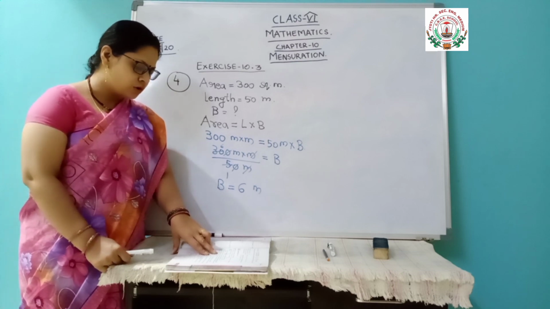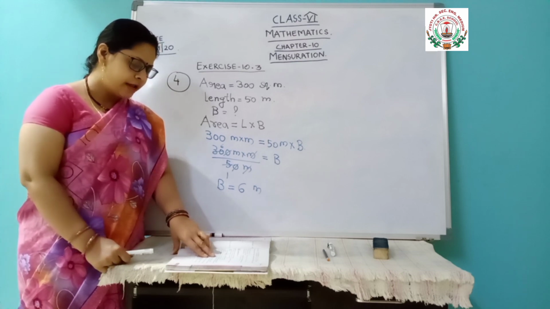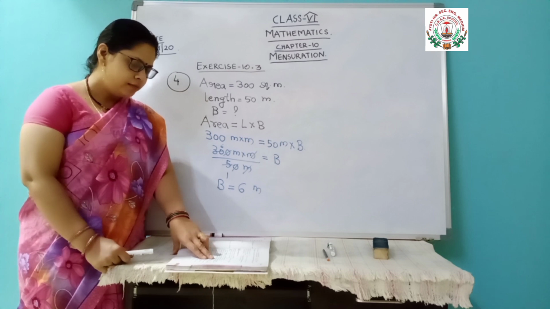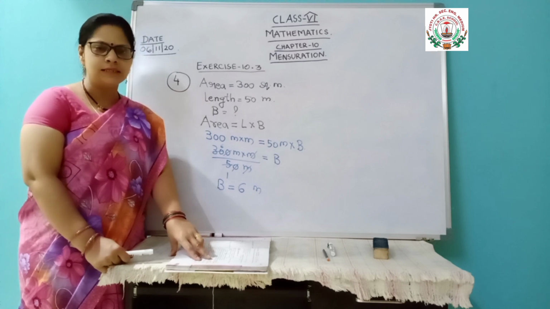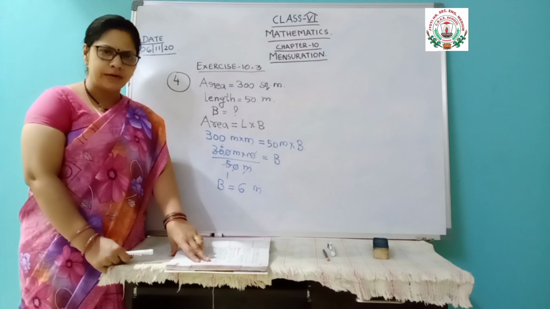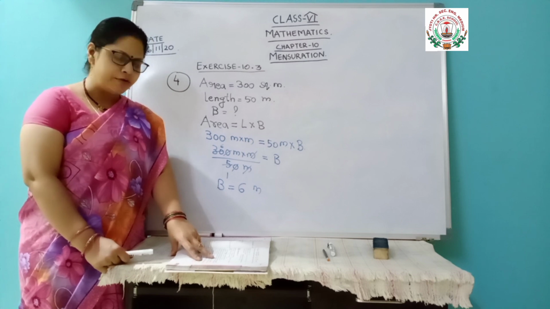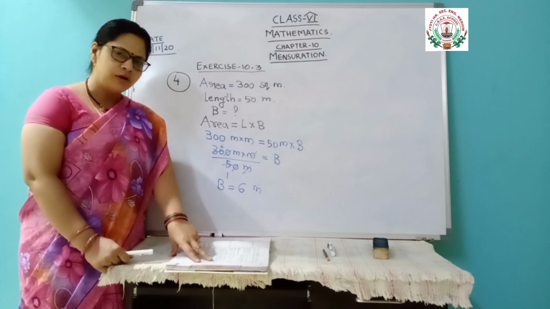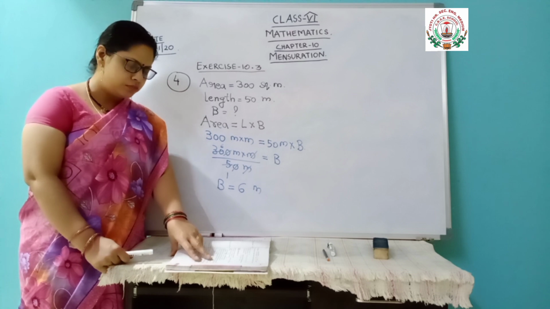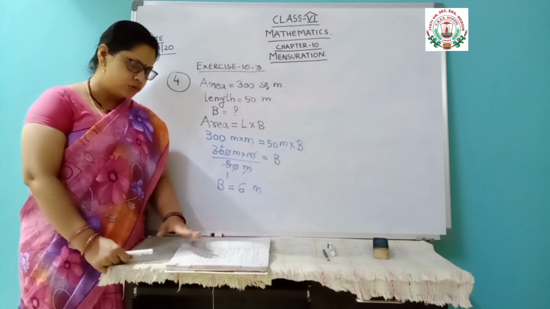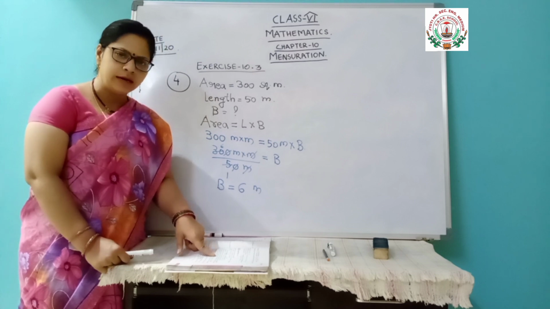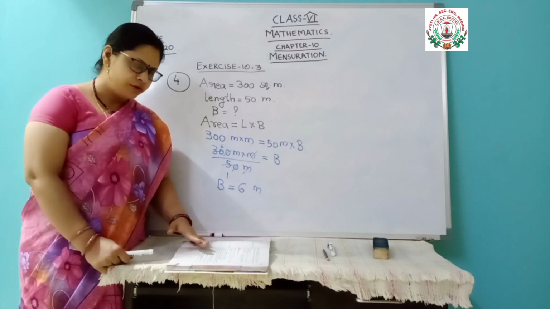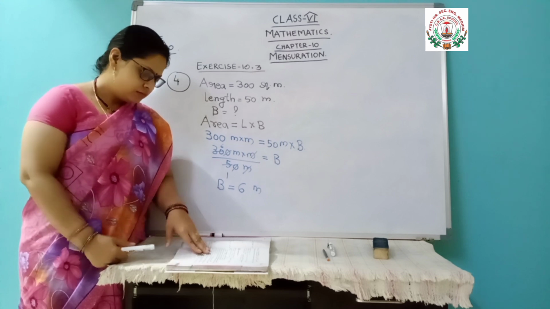What is the cost of tilling a rectangular plot of land 500 meter long and 200 meter wide? Long means it is length, wide means it is breadth. So length is given as 500 meter and breadth is given as 200 meter. This is known, understood from the question. And you are asked to find out the cost of tilling a rectangular plot. Tilling means khodna.